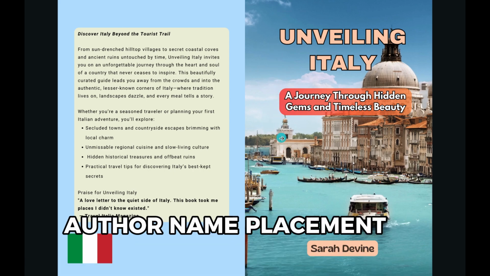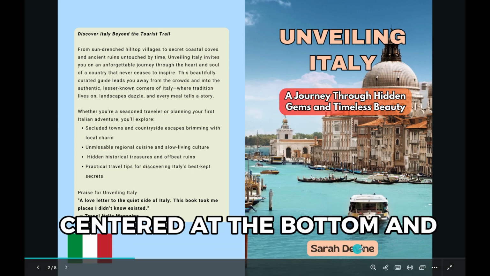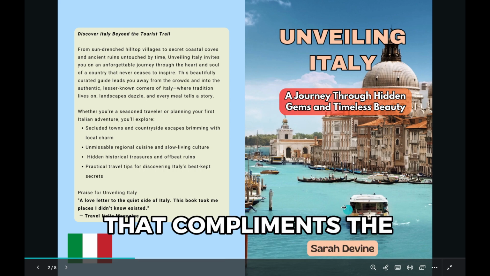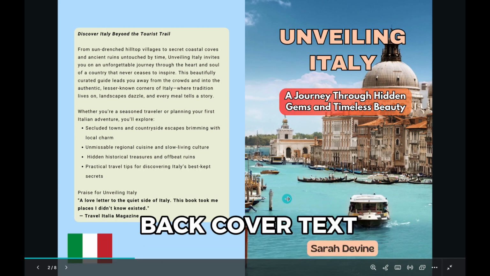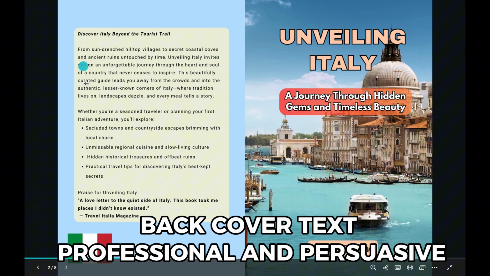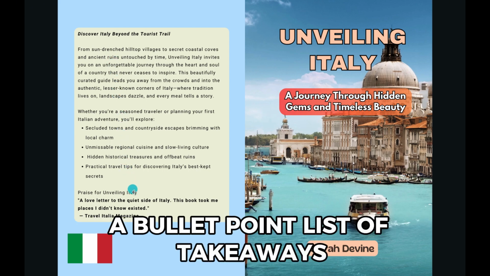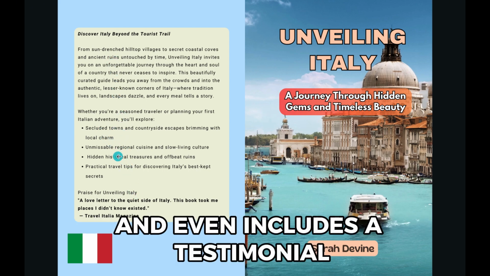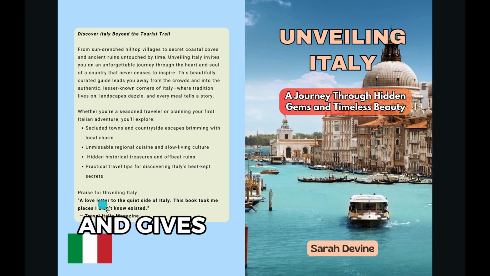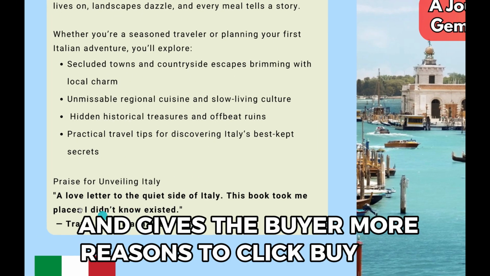Author name placement. It's clear, centered at the bottom, and in a neat color block that complements the overall palette. Back cover text, professional and persuasive. The back offers a brief but vivid summary, a bullet point list of takeaways, and even includes a testimonial. This builds trust and gives the buyer more reasons to click buy now.